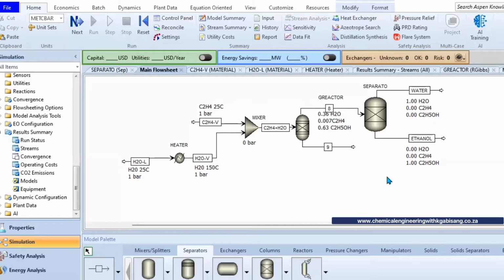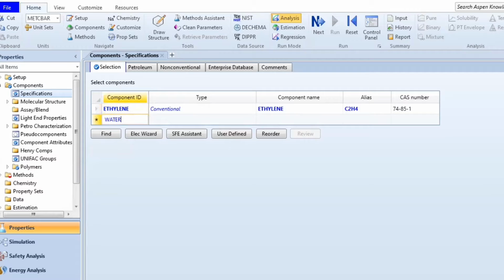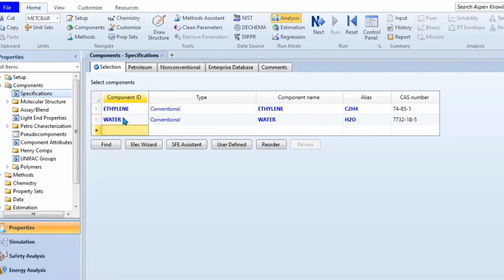Let us look at this amazing example over here. We are going to react ethylene with water to form ethanol. Okay, let's do it step by step using Aspen HYSYS. First step is to add our components. I'm going to add my ethylene, water and ethanol.